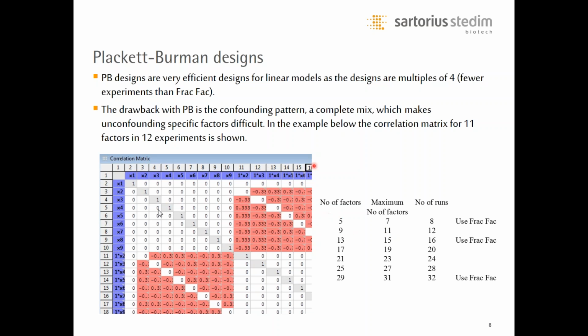In the screenshot here from the MODDE software, we are looking at what we call the correlation matrix. We are looking at the correlation matrix for 11 factors being mapped in a 12-run experimental plan, and you can see that we have a high degree of confounding.